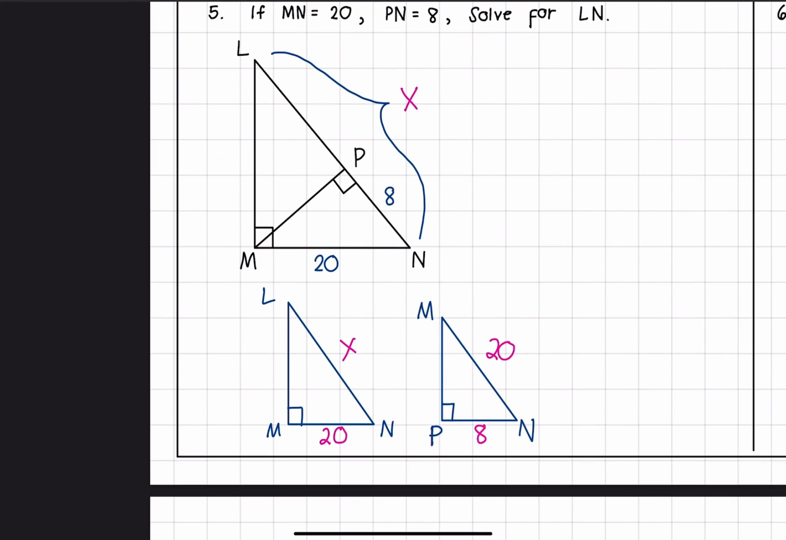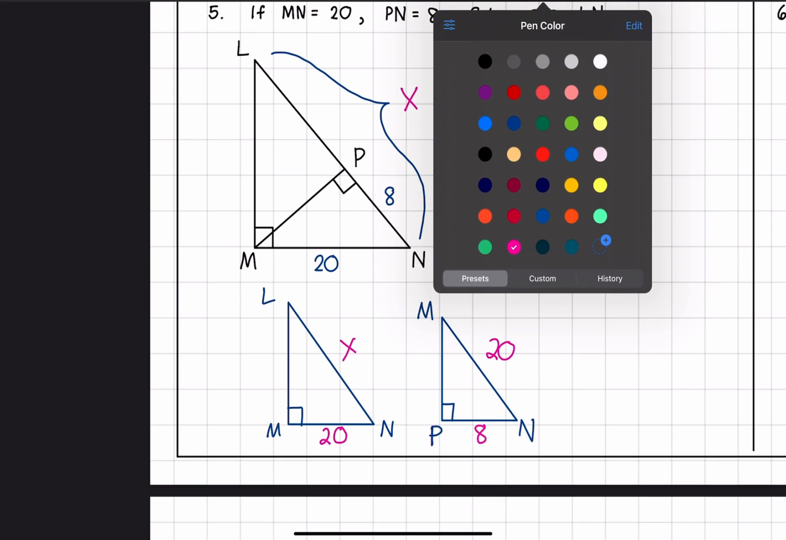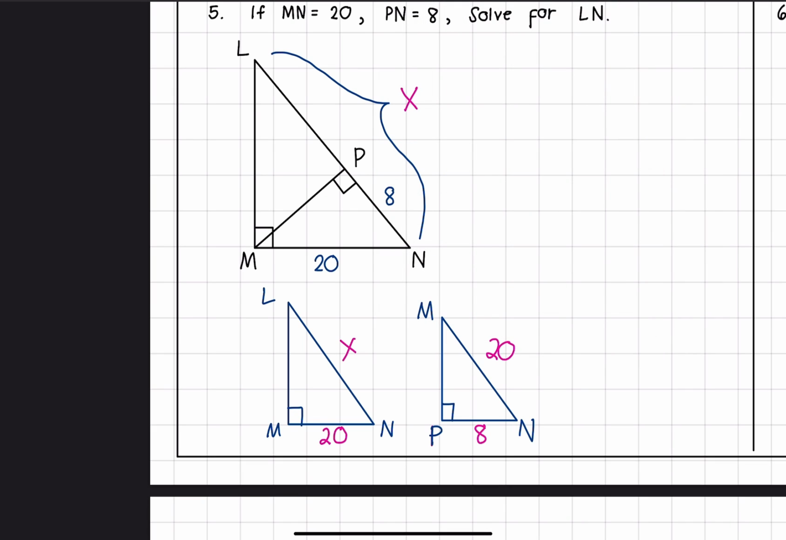So now that we have our two triangles, we can now write a proportion, wherein X corresponds to 20. So I can write X over 20 is equal to 20 corresponds to side PN, which measures 8. So I can write 20 over 8.